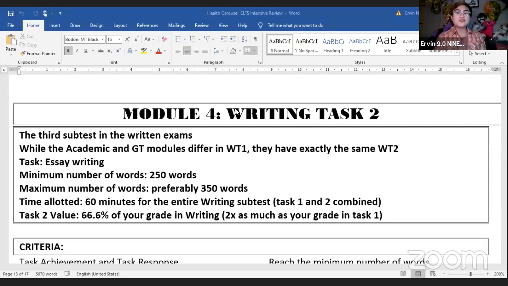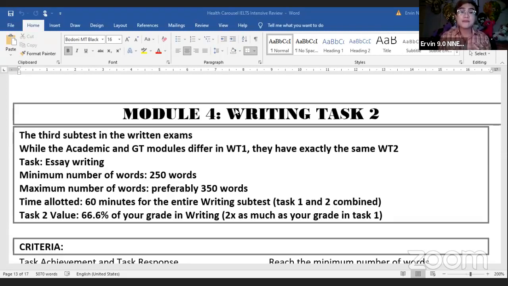So guys, welcome to our round 2 of live and interactive IELTS lecture. Last week, we talked about speaking. Now this time, we're going to focus on writing. Everyone knows that writing is further subdivided into two. Task 1 is different for academic and general training candidates, whereas writing task 2 is exactly the same for all.